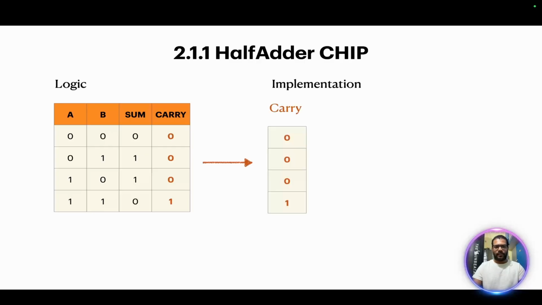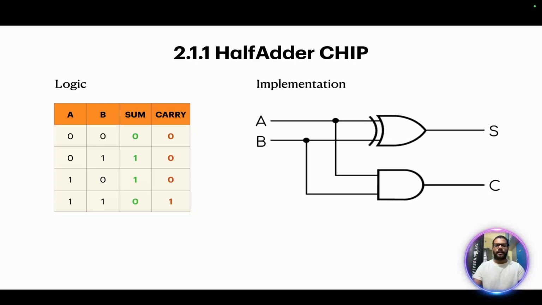Let's look at carry now. Again you should be able to recognize this. This is nothing but AND logic. So carry is given by A dot B. So we have the sum given by A XOR B and carry given by A dot B, and we have our black box resolved. The implementation will look something like this: A and B going through XOR, giving out sum, and A and B going through an AND gate, giving out carry. This was half adder.